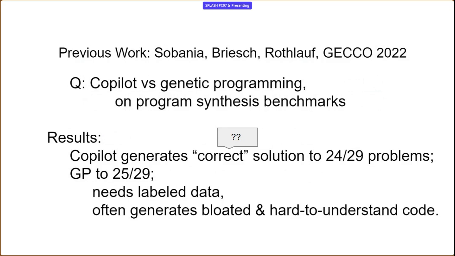Copilot just ingests chunks of code. It's like, here's your code, and it just passes it through the language model, and then generates code based on that. Copilot and GP both generated hard-to-understand code. The conclusion of Sobadia, Brace, and Rothloff was that Copilot actually often generated better code than GP. The code that GP generated was more bloated and harder to understand than the code that Copilot did. Still not perfect, but better.